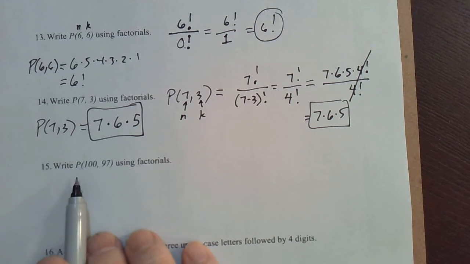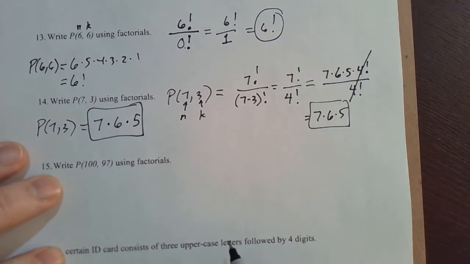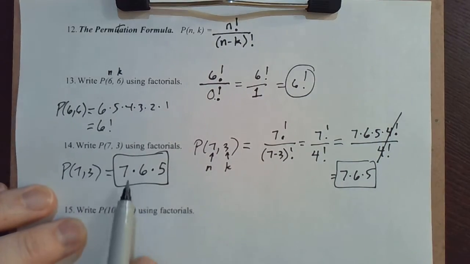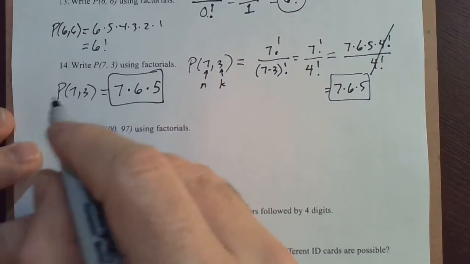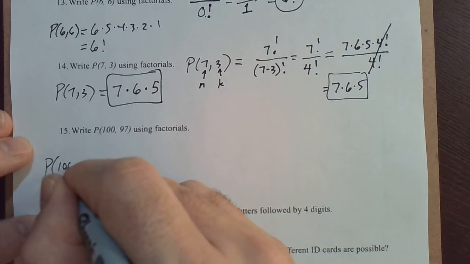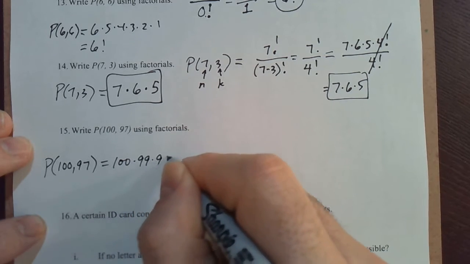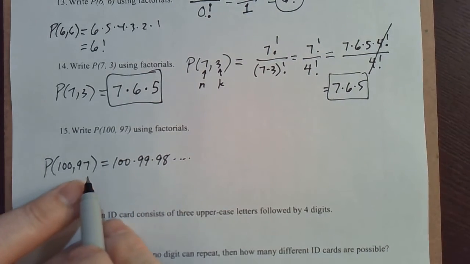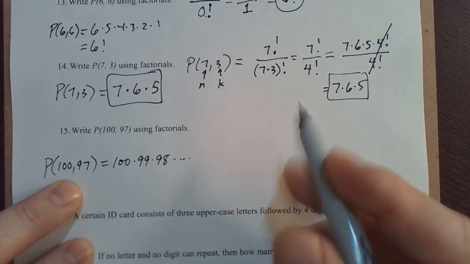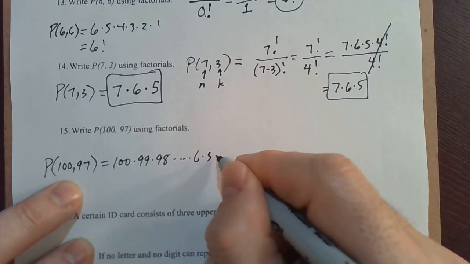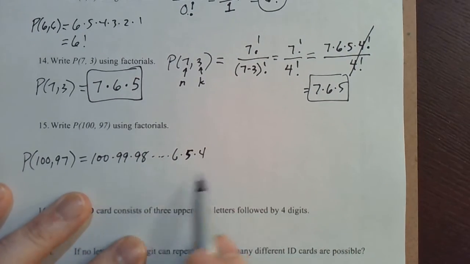Okay, write the permutation of 100 things taken 97 at a time. That one's a lot of writing if you want to write it out the long way. If you want to write out the first 97 terms of 100 factorial, well, it would look something like this. I'll use a dot, dot, dot notation, of course. 100 times 99 times 98. And I have to go all the way down to 100 minus 97 is 3. So I have to go down to one more than that, 4. 6, 5, 4. Okay, that's one way of writing it out.